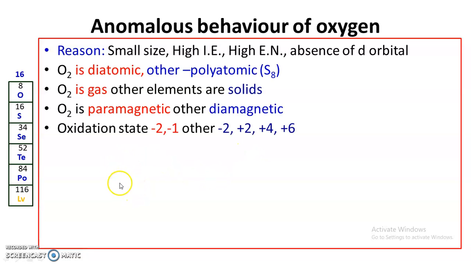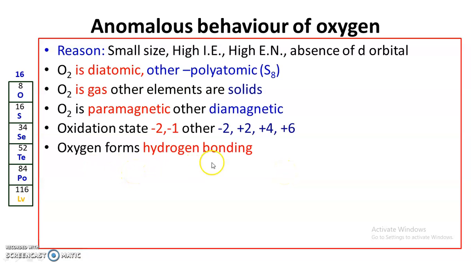Oxygen shows a stable oxidation state equal to -2. Sometimes it shows -1 also, that is in hydrogen peroxide. Whereas other elements, sulfur, selenium, tellurium, polonium, show -2, +2, +4, +6. Oxygen forms hydrogen bonds. Because of high electronegativity, it forms hydrogen bonds. But the tendency to form hydrogen bonds is less or almost negligible for the rest of the elements.